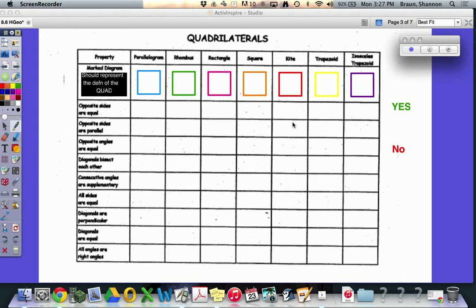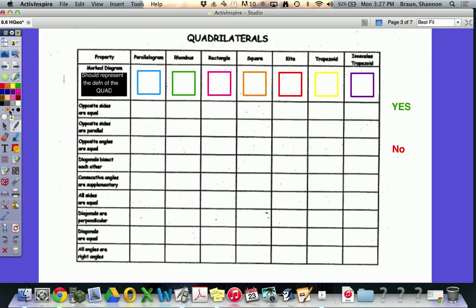What we want you to do on the marked diagram is make it so that the definition for each of these quads is represented by the markings on the diagram. If we look at each of these quads, the way I have them drawn right now, they all look like squares. But we can mark the diagrams so that we would be able to identify each as the specific quad above. If I'm talking about a parallelogram, the definition of a parallelogram is that opposite sides are parallel. So if all I have marked on my diagram here is opposite sides parallel, then the most specific name that I could give this quad would be a parallelogram.